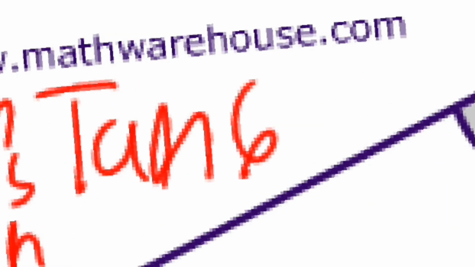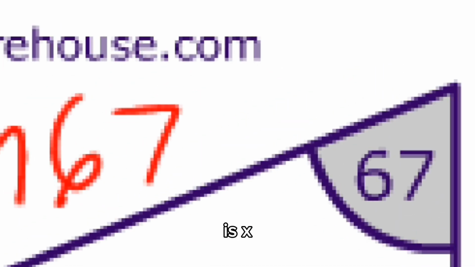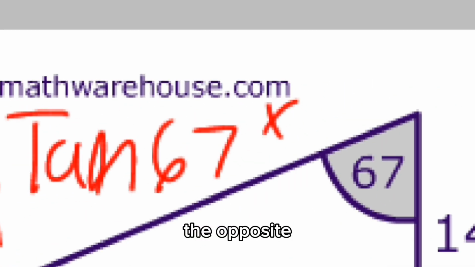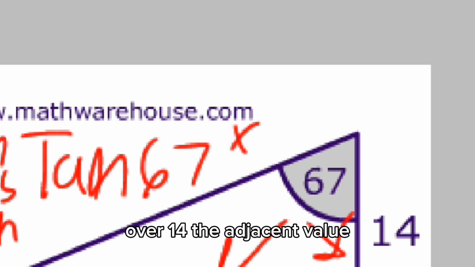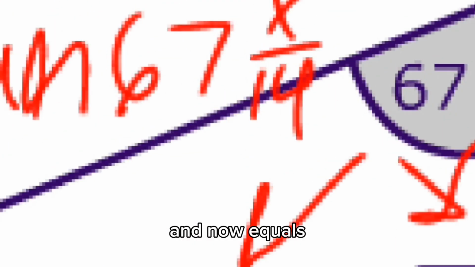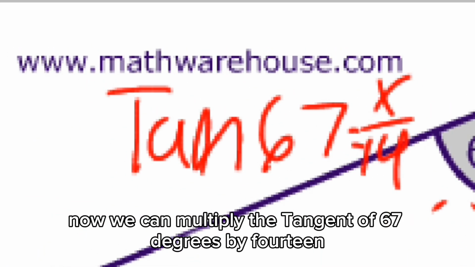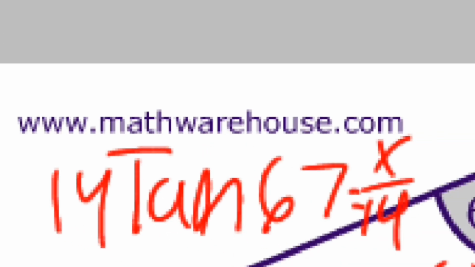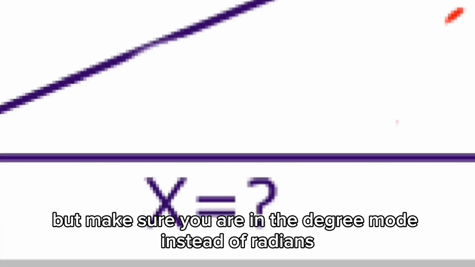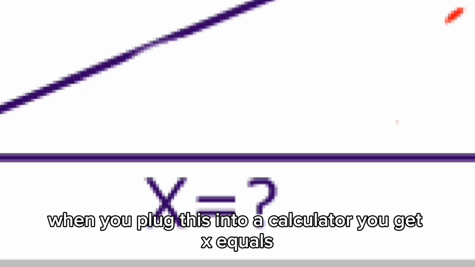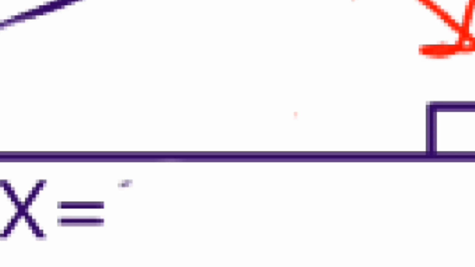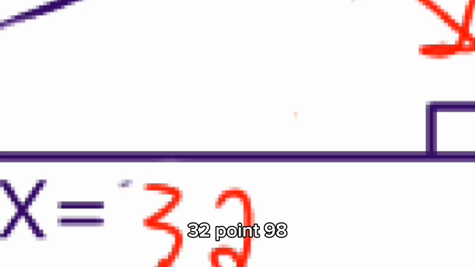of 67 is x, the opposite, over 14, the adjacent value. Now we can multiply the tan of 67 degrees by 14, which will equal x. You can plug this into a calculator, but make sure you are in degree mode instead of radians or it won't work. When you plug this into a calculator, you get x equals 32.98.